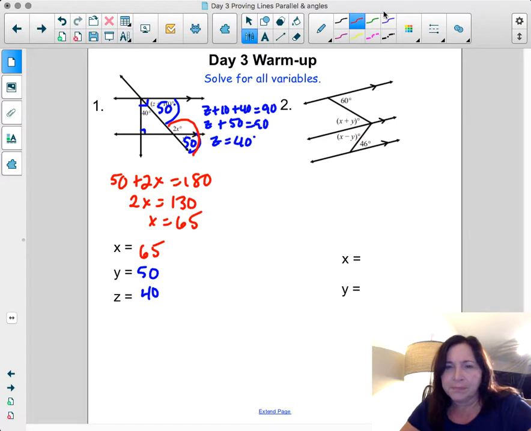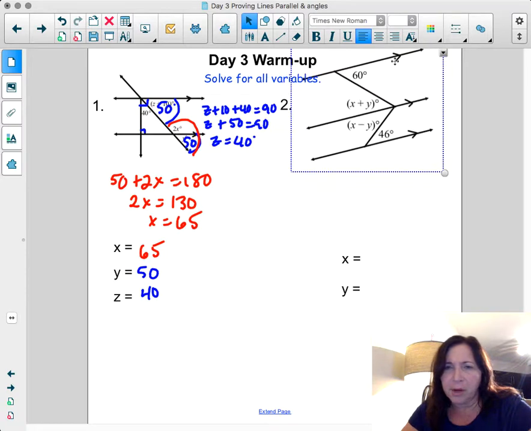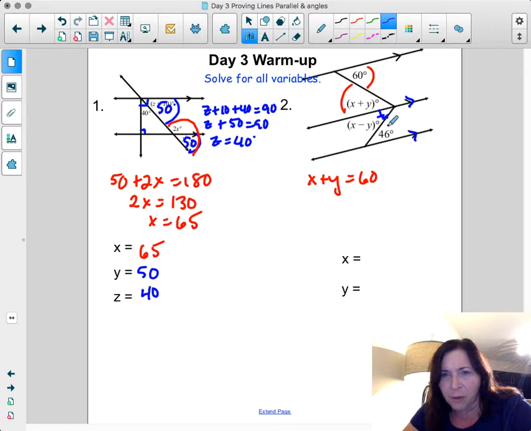For this problem right here, you have three lines that are parallel to each other. Therefore, this angle right here and this angle right here, we call those alternate interior angles because they're inside the parallel lines. So one of your equations is x plus y is equal to 60. Then you have another set of parallel lines right here, this one and this one, so that's parallel to that. And therefore you have another set of alternate interior angles. So you can also say x minus y is equal to 46.